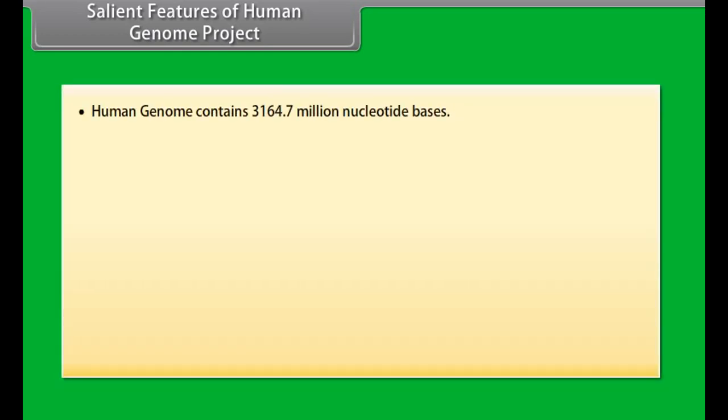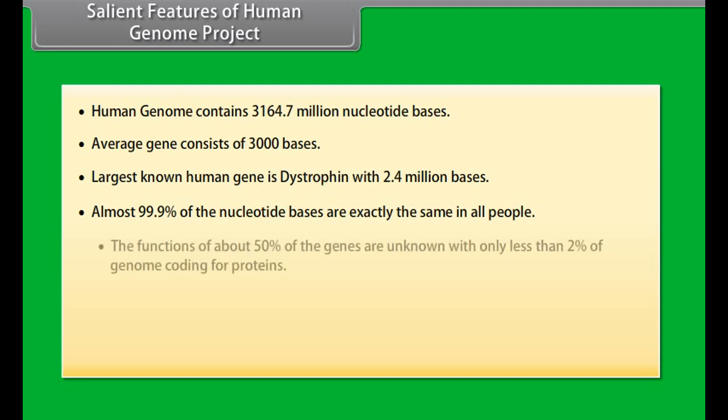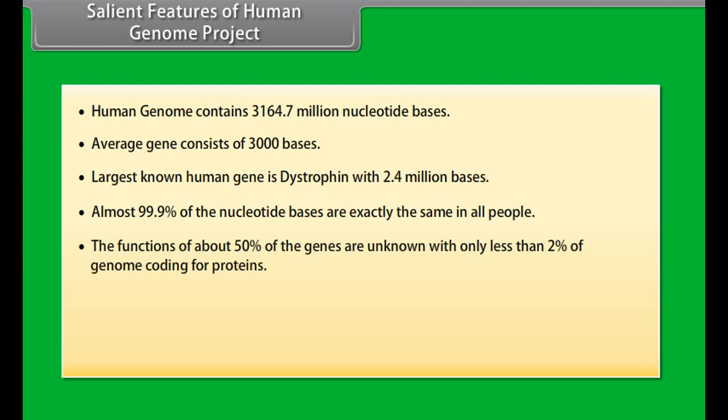Salient features of the Human Genome Project. The human genome contains 3,164.7 million nucleotide bases. The average gene consists of 3,000 bases. The largest known human gene is dystrophin with 2.4 million bases. Almost 99.9% of the nucleotide bases are exactly the same in all people. The functions of about 50% of the genes are unknown, with less than 2% of the genome coding for proteins.